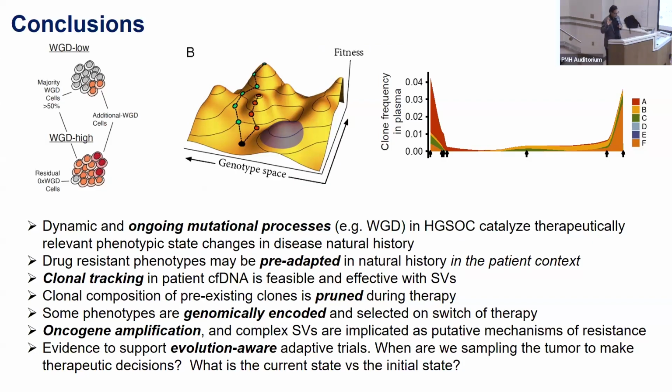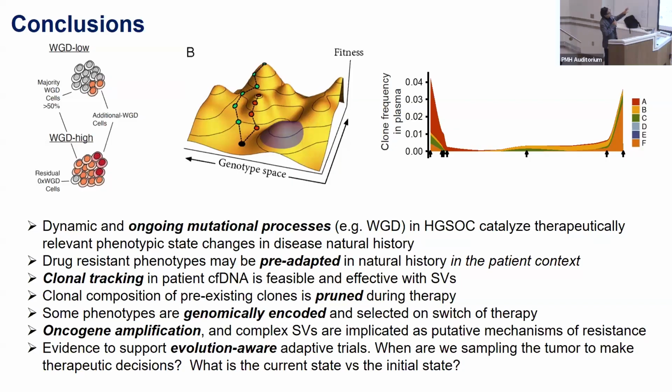I've shown you a few things about the dynamic and ongoing mutational processes of genome doubling. This catalyzes really therapeutically relevant phenotypic states in disease natural history. And we have to think about how genome doubling is going to impact, for example, the immune responsiveness of the host, and how that's going to drive evolution and evolvability.